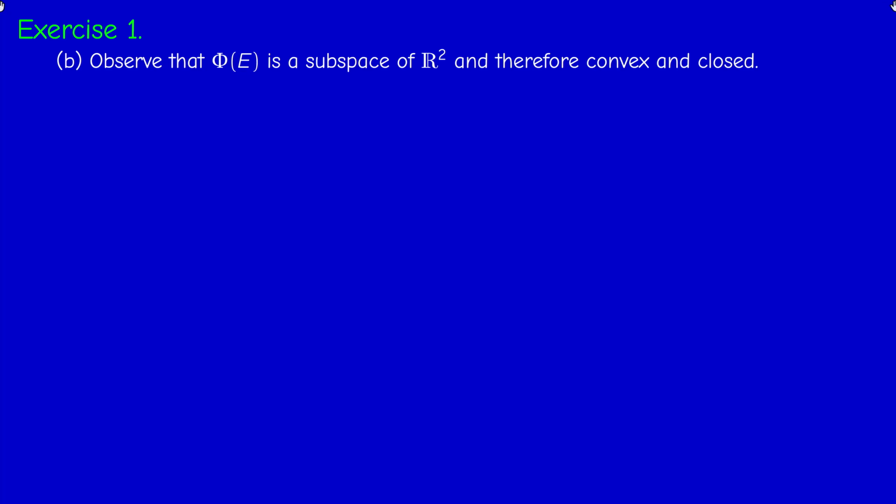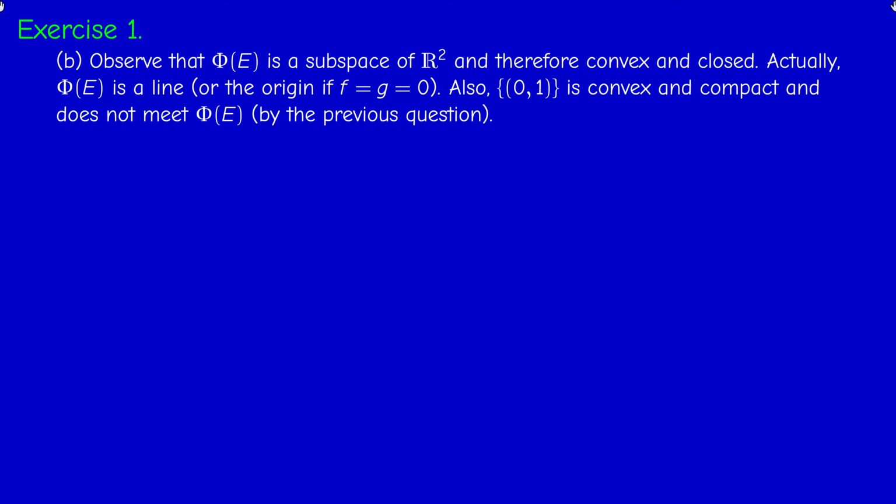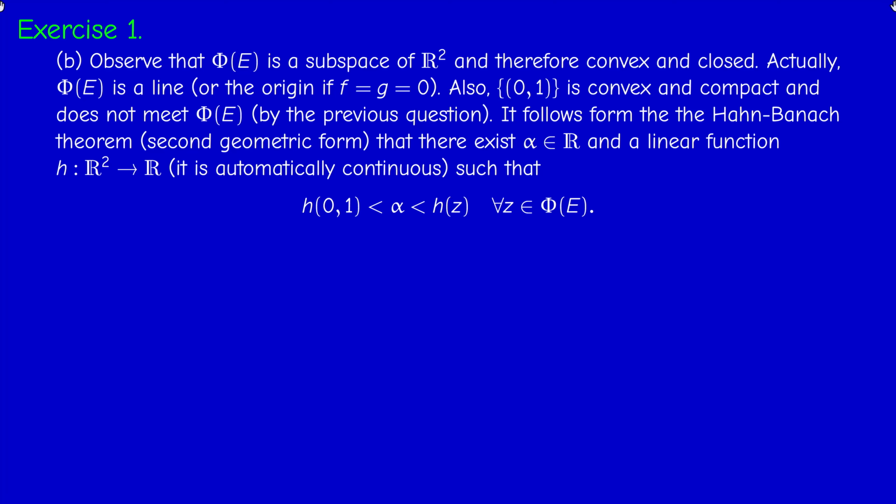Okay, so phi of E, as we said, is a subspace. So in particular, it's convex and closed because you are in finite dimensions. So it's either, as we said, the origin or a line. And the singleton (0, 1) is compact and convex, of course, which is disjoint from phi of E, so we can separate them by a hyperplane, which is automatically closed. So we can find a number alpha and a linear map, I will call it h because f is taken, such that h of (0, 1) is less than alpha, and alpha is less than h of z for every z in phi of E.